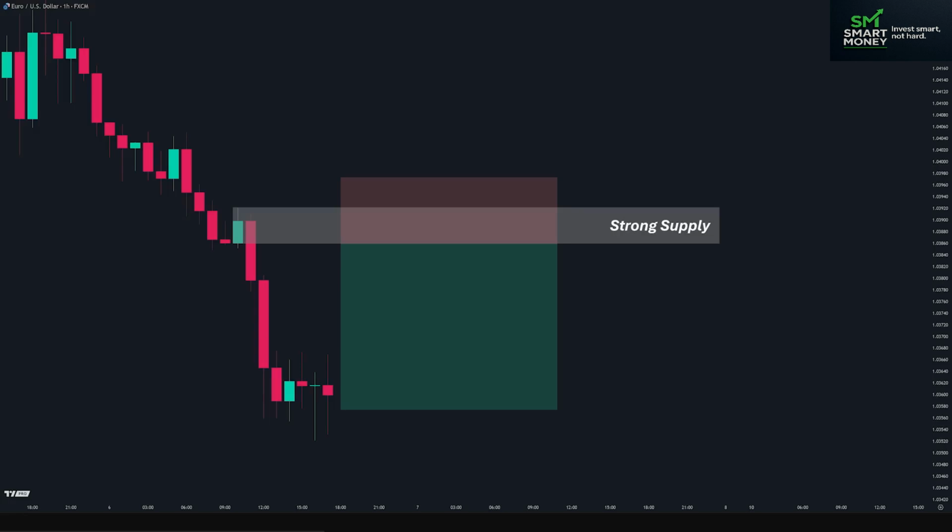If the price retraces all the way back to this zone, it will give us a clean entry for the next downward movement. So let's set up the trade and wait for the result. In the following hours, we only had small movements on the euro-dollar pair due to the low trading volume during the Asian session. But watch what happens when the London session begins.